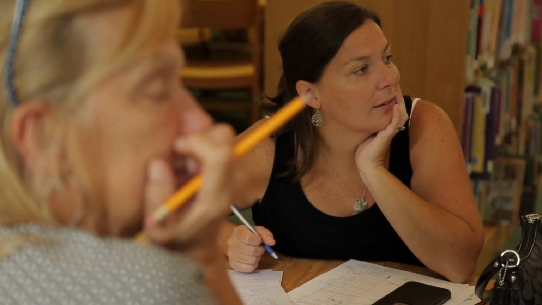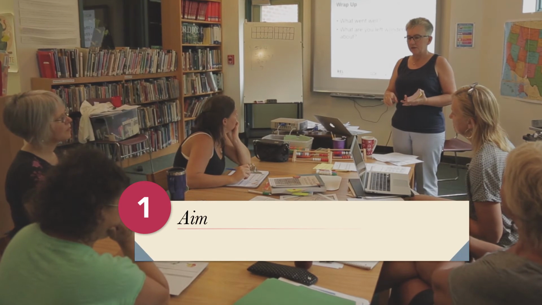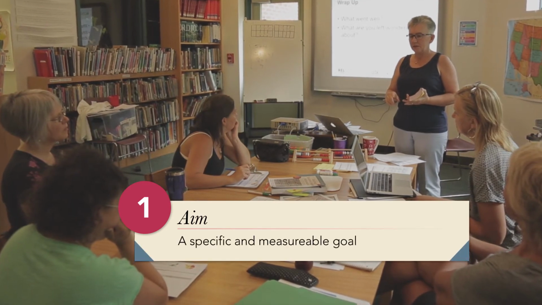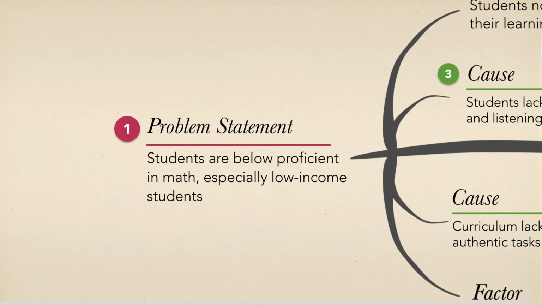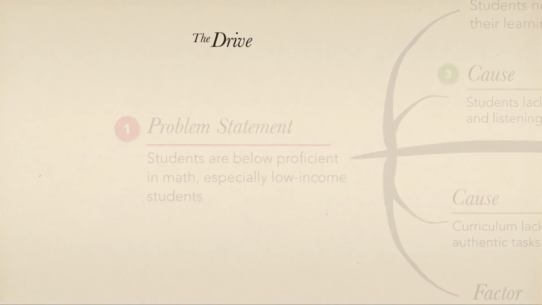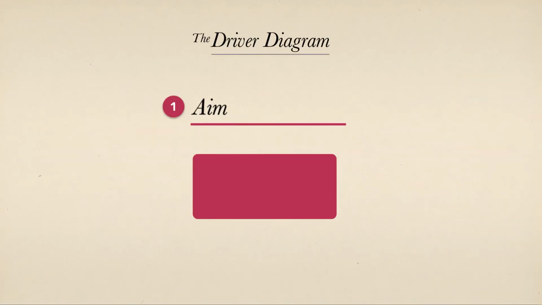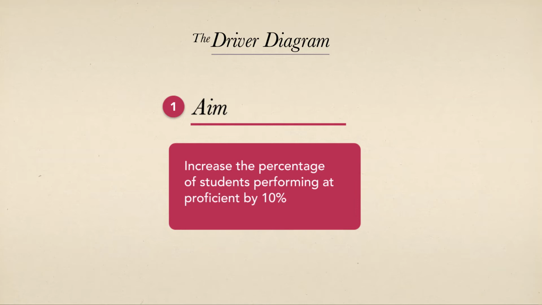Let's look at the driver diagram developed by the team in our Grove Elementary case example. First, we'll start with the aim statement, which is a specific and measurable goal. If the problem the teachers in the Grove Elementary case identified is that students are below proficient in math, especially low-income students, then the aim of the project may be to increase the percentage of students performing at proficient by 10% and to decrease the gap between low-income students and their peers.